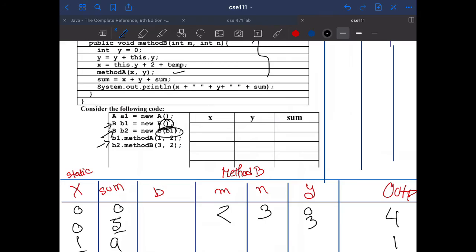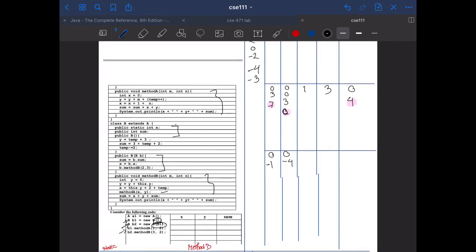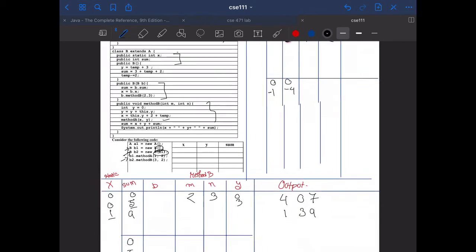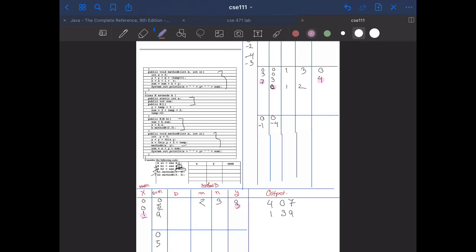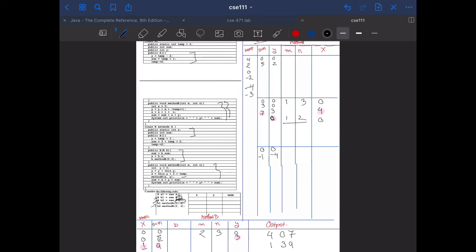Method a has two parameters, 1 and 2, so it goes here, 1 and 2. Let's just mark our outputs here, so 1 3 and 9. So 1 and 2 are the parameters of method a, which is this one again. So x equals 0 again, y equals y plus m. So y is 0 plus m is 1, that's 1, and minus 3, so that becomes minus 2. So y is minus 2.